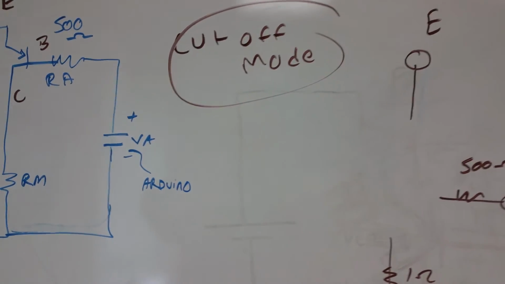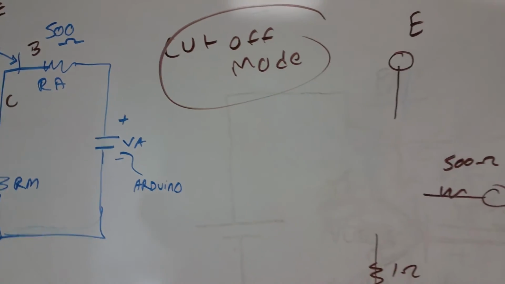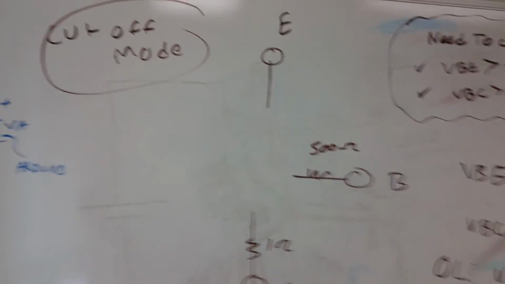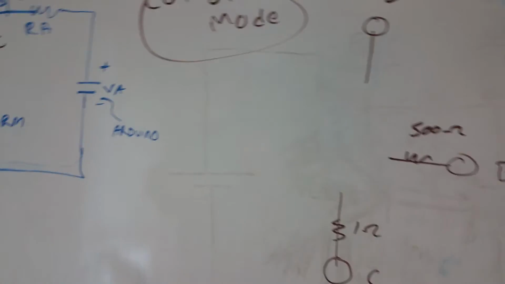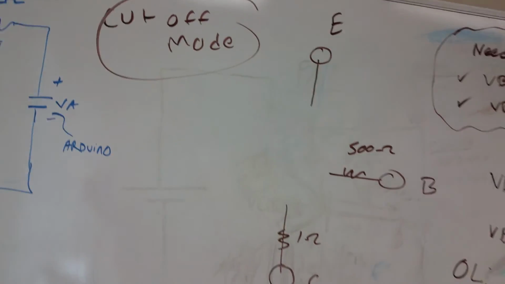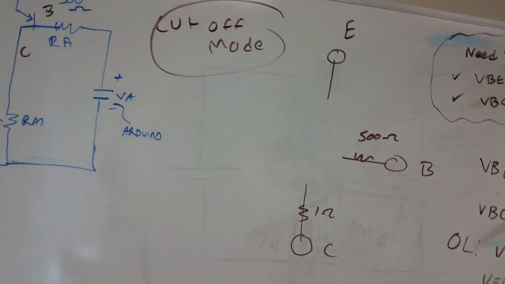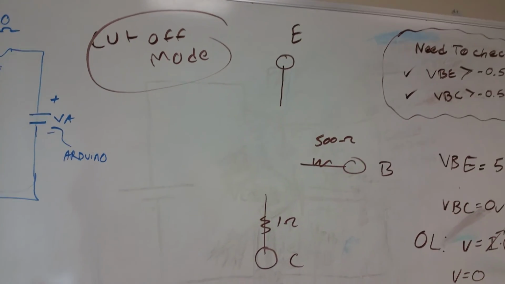Sometimes, you get lucky. Always check the cutoff mode, because right now, as you can see, how easy was that to check? It took us about maybe a minute. Check cutoff mode, it's easy points, and that's done. So I don't have to check saturation or active mode, because I know for a fact it's going to be in cutoff mode. And that's about it.